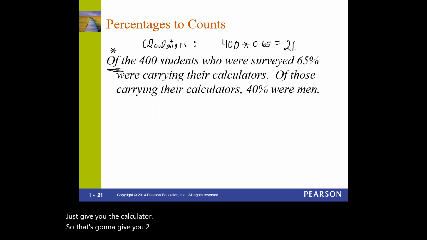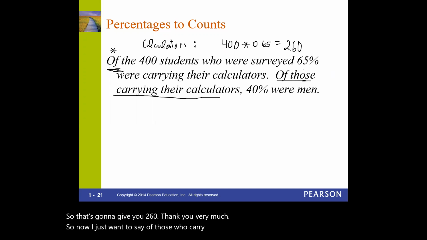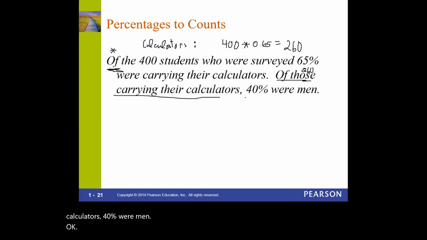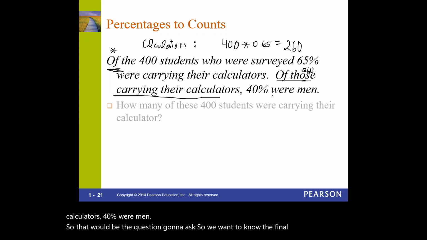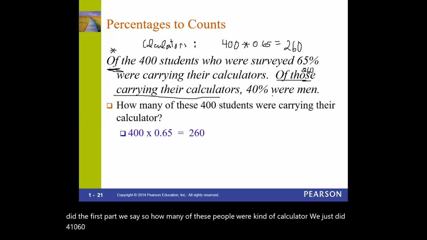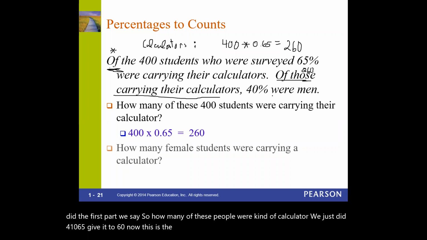Thank you very much. Now this one is saying, of those who carry their calculators, that is of the 260, 40% were men. So we want to know the following question. We just did the first part: how many of these people were carrying a calculator? 400 times 0.65 gives 260. Now the next question: how many female students were carrying a calculator?